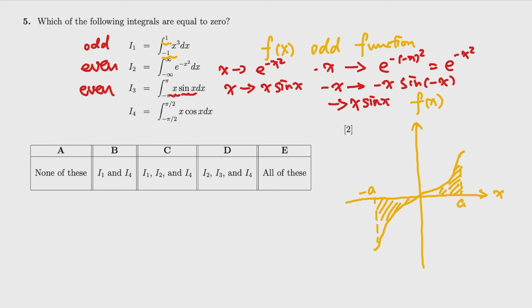The fourth integral, if you put x in, you will be given x times cos x. And if you put minus x in, you will get minus x times cos minus x. According to trig identity, cos minus x is equal to cos x. So that will give you minus x cos x. So that is an odd function. We know that we can only choose odd functions to integrate. Therefore, B is the answer.